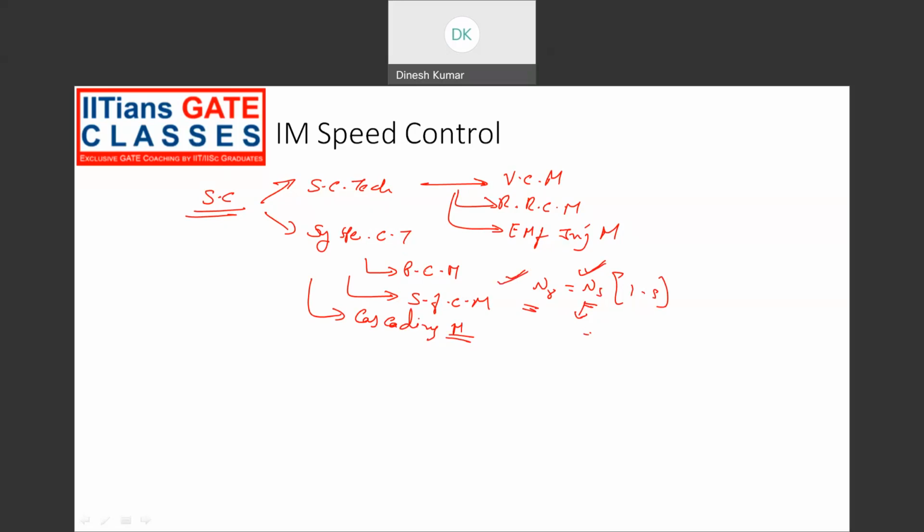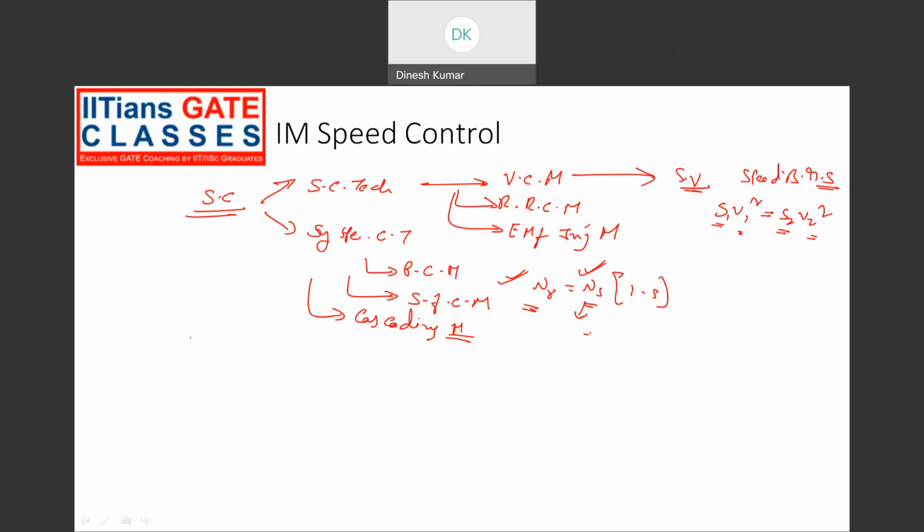So let's see the voltage control method. In voltage control method, the supply voltage is varied at desired speed. Using this method, we can get speeds below rated speed. The condition satisfied in the voltage control is S1 V1 square equal to S2 V2 square, where S1 and S2 are the slips and V1 and V2 are the voltages.